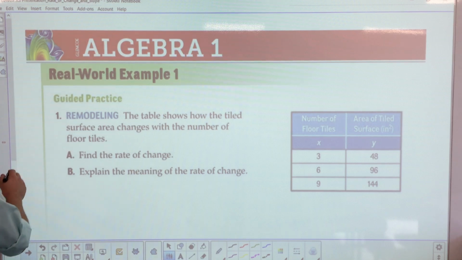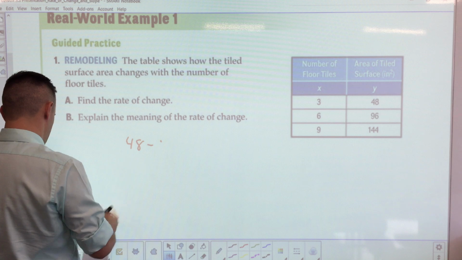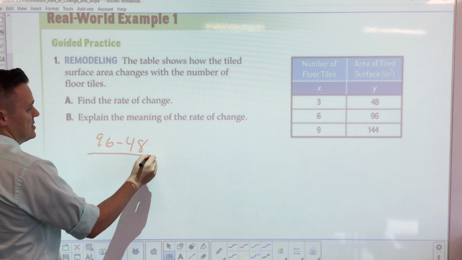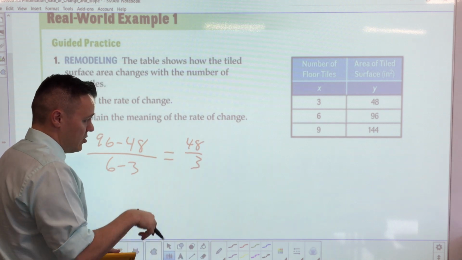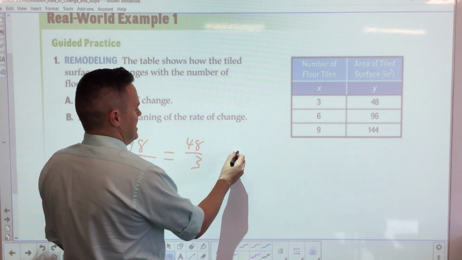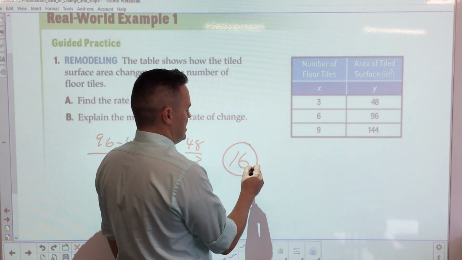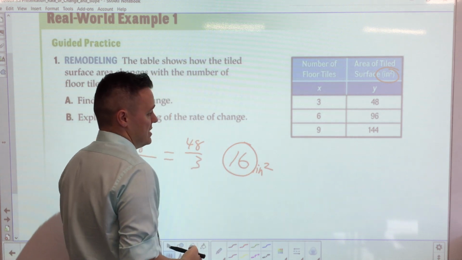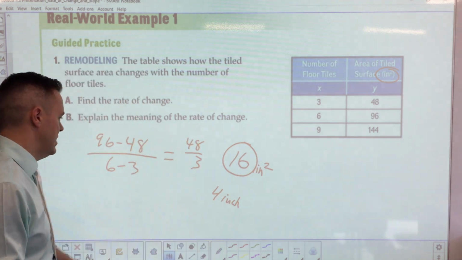For this one in remodeling, rate of change is going to be 48, and it's going to go 96 minus 48 over 6 minus 3. This actually comes out to be 48 over 3, and you put that in a calculator. 48 divided by 3 is 16. So understand what that means. It actually means that this is 16 square inches. So I know the size of these tiles. These are 4-inch tiles, 4 by 4, perfect square, 16 square inches.